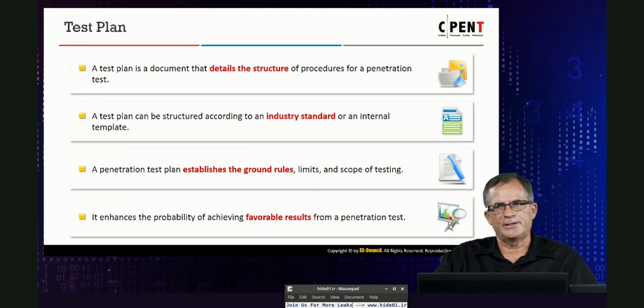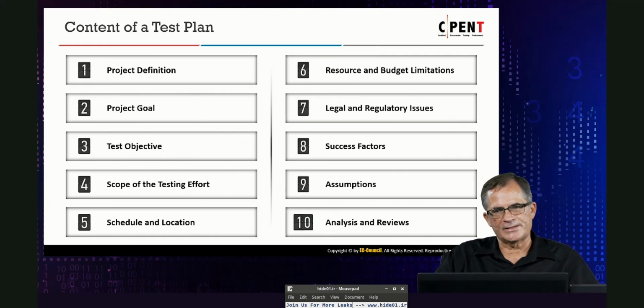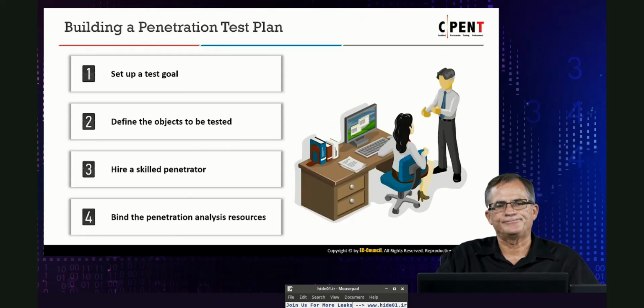The test plan: documented details of the structure of the procedures for the test, right? Industry standard, establishes ground rules, all those types of things. Probability of achieving favorable results, all that's enhanced with the test plan. The content: the project definition, project goal, test objective, the scope of the testing effort, schedule and location, resource and budget limitations, legal, regulatory issues, success factors, assumptions, analysis, and reviews. These are all components of the content of your test plan.